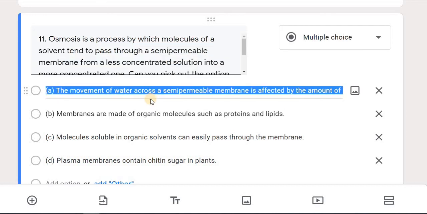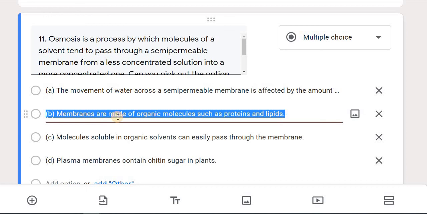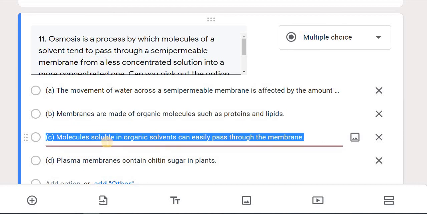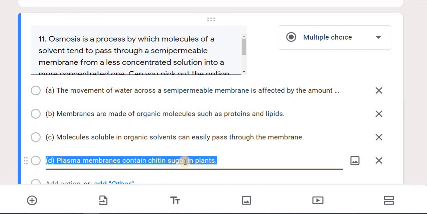The second one, the membranes are made up of organic molecules such as protein and lipid. The C option, molecules soluble in organic solvent can easily pass through the membrane. And the D option, plasma membrane contains chitin sugar in plants. So the answer is D, the plasma membrane contains chitin sugar in plants.